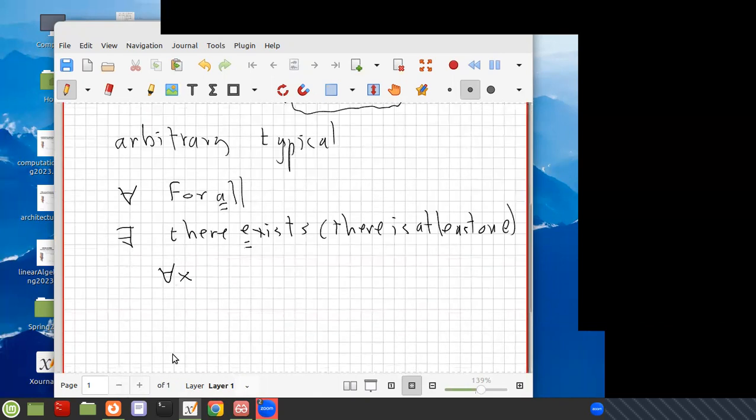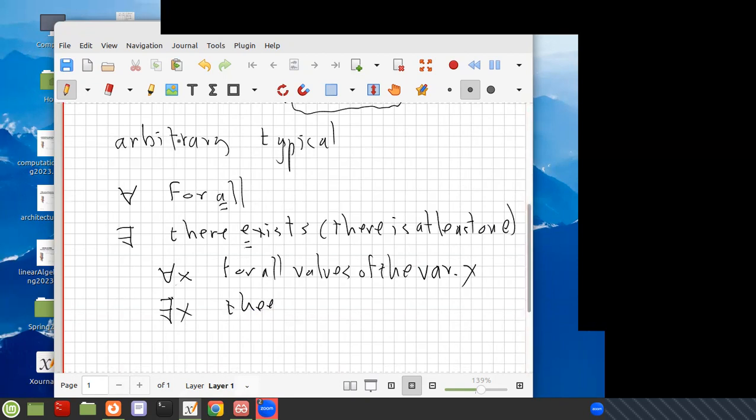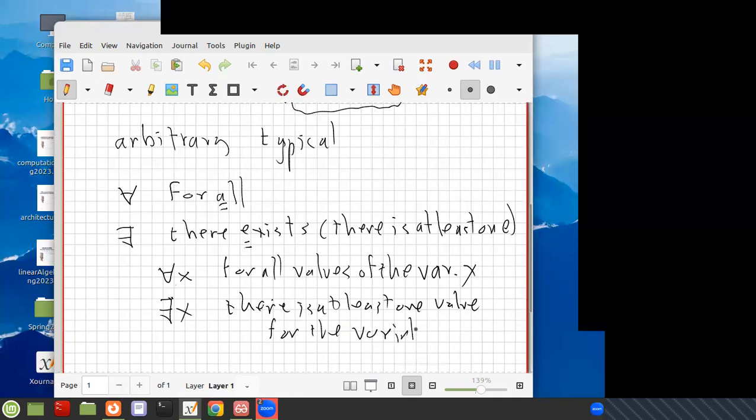Like, you usually use these in the sense of for all values of the variable X that we could choose, or there is at least one value for the variable X. And sometimes you'll just say for all X, or there exists an X, meaning that you can choose a value for that. Okay.